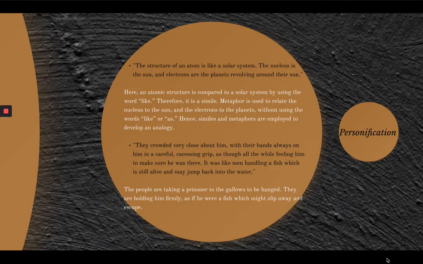So the analogy is using your previous knowledge of what a fish may act like to get away from somebody catching it, to understand why these people are holding him so tightly while taking him prisoner.